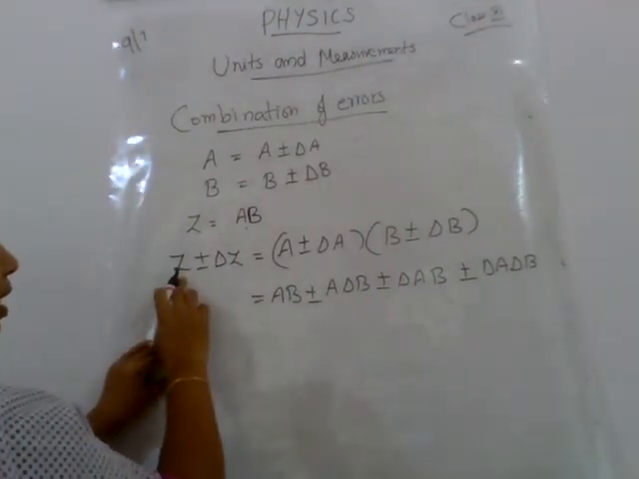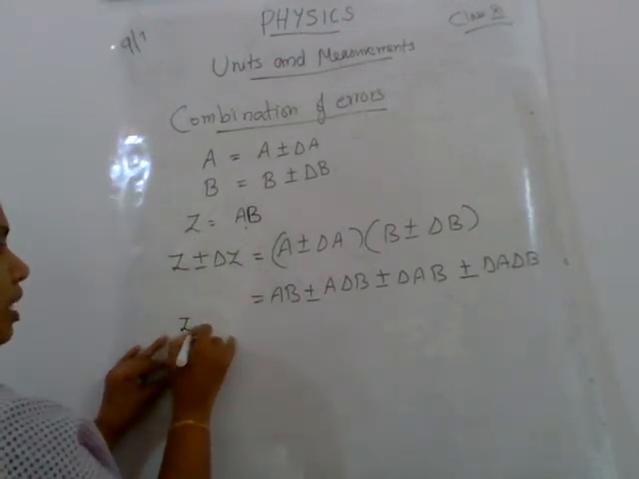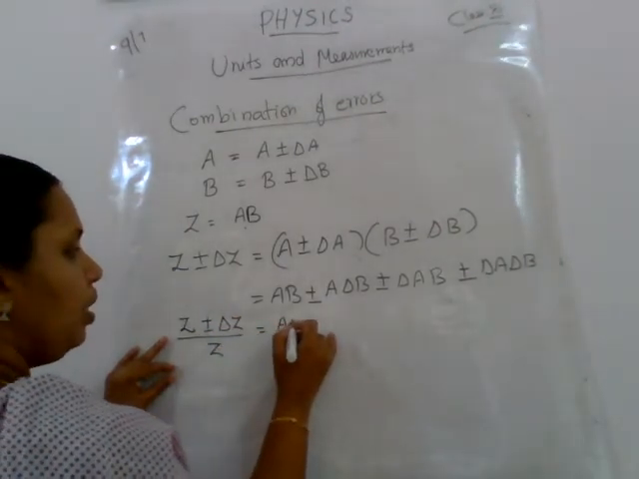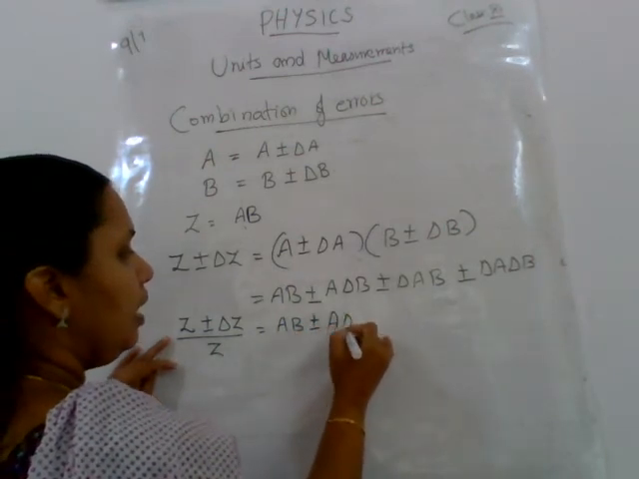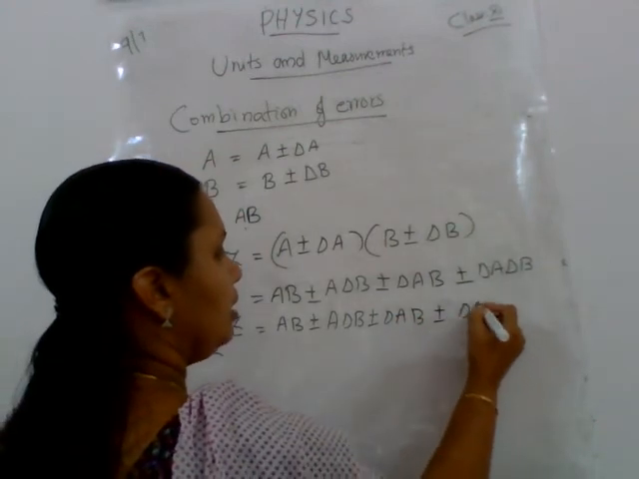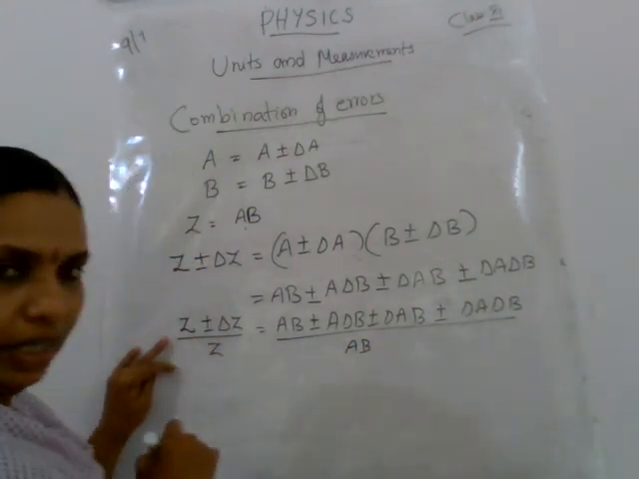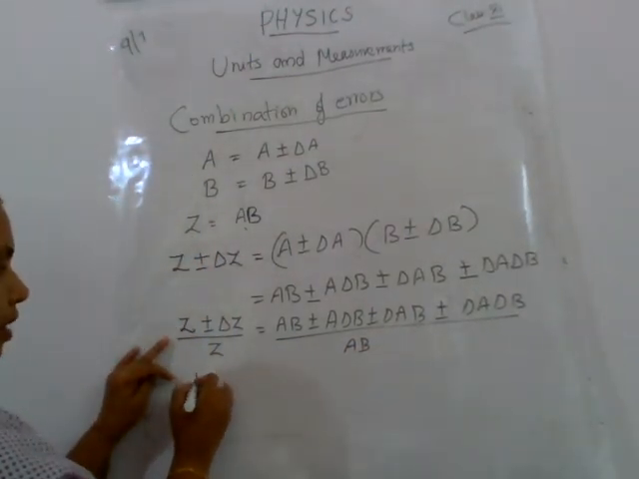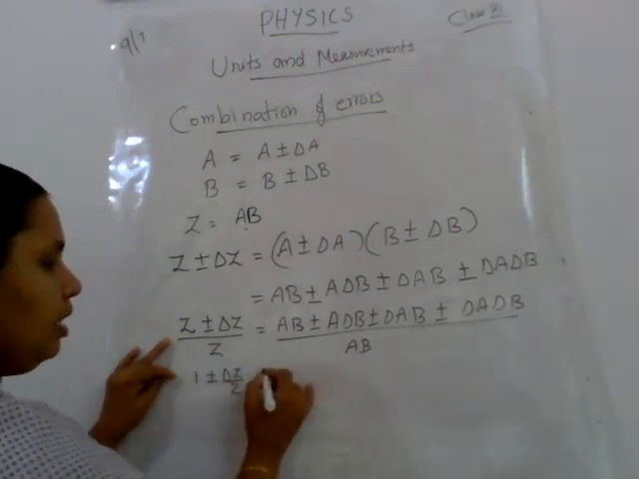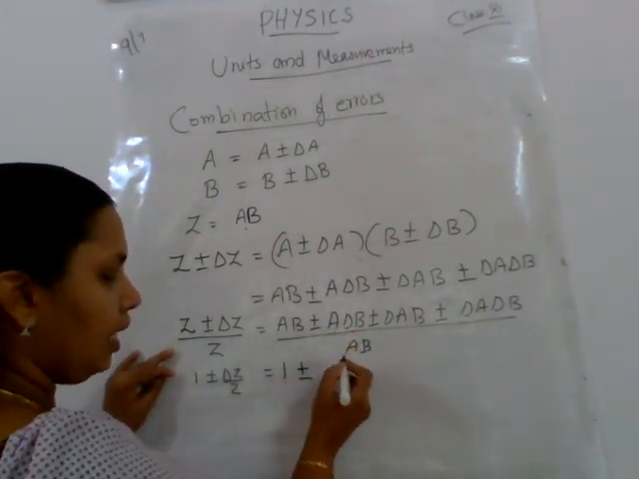So what will you get? Here it is Z and delta Z, so instead of AB we can write Z. So Z plus or minus delta Z divided by Z is equal to AB plus or minus A delta B plus or minus delta A B plus or minus delta A delta B, whole divided by AB, because AB and Z are equal. Then it is 1 plus or minus delta Z by Z, since Z by Z is 1, equal to AB by AB which is 1, plus or minus, here A and A get cancelled.